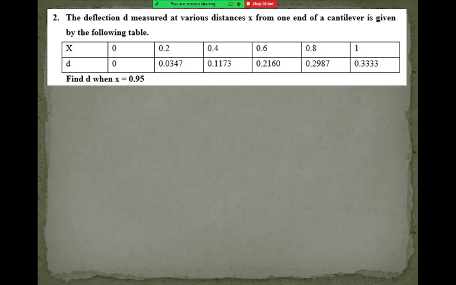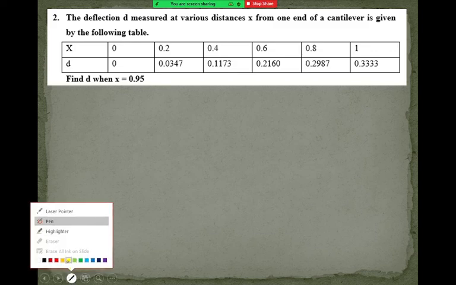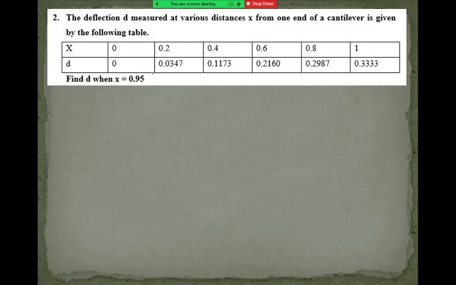So question number 2. Now the question is, in some words, we are given a deflection and the distances of some experiment, say a cantilever experiment. So we have two things here: the deflection and the distances, and we have to find out the deflection d when the distance is 0.95.